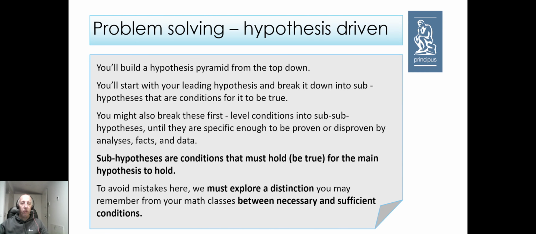You'll build a hypothesis pyramid from the top down, starting with the leading hypothesis. You might also introduce sub-hypotheses that are supporting your main claim. And we can even introduce more than 2 layers of hypothesis pyramid. Sub-hypotheses should be specific enough to be proven or disproven by analysis, facts, and data. Sub-hypotheses are conditions that must hold for the main hypothesis to hold. They must be true.